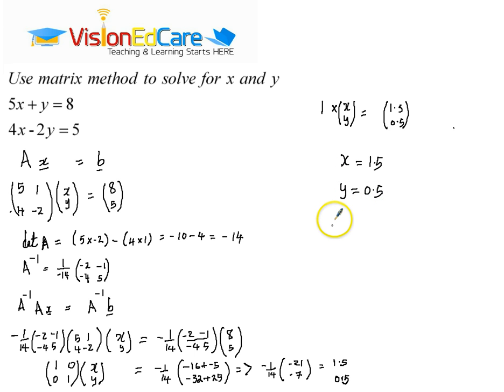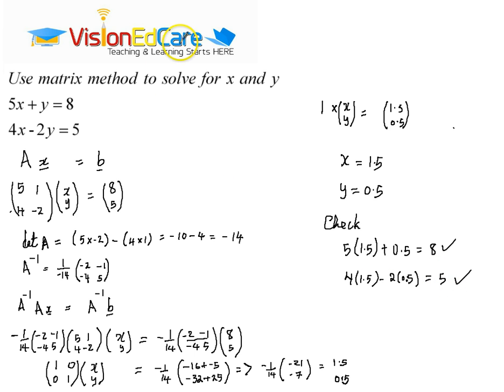So we have solved the simultaneous equation, which we can do a quick check. Since x is 1.5, we're going to have 5 times 1.5 plus y, which is 0.5, and that should give us 8, which is correct. Let's just try the other equation. So it's 4 times 1.5 minus 2 times 0.5, and that gives us 5 as well, which is correct.